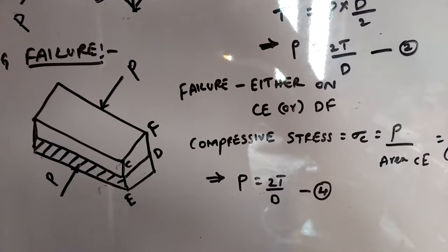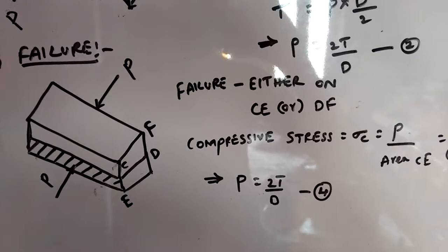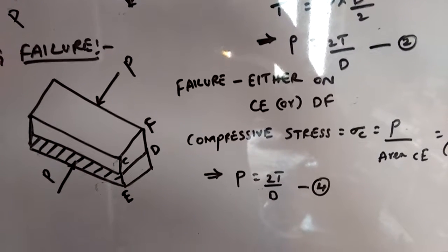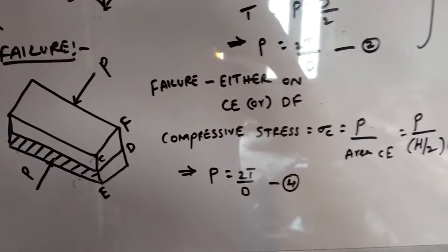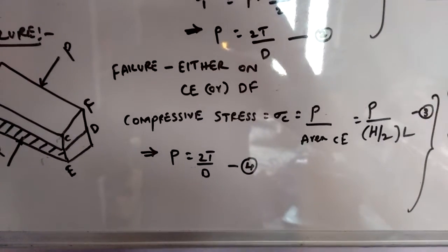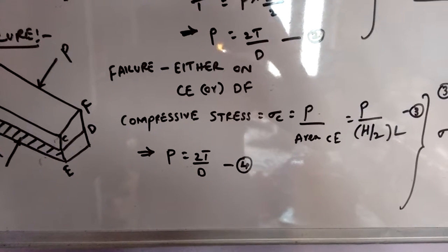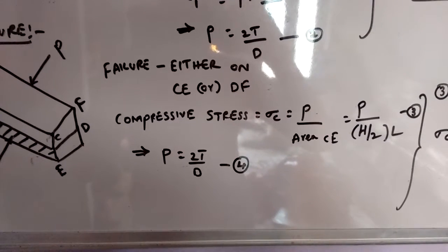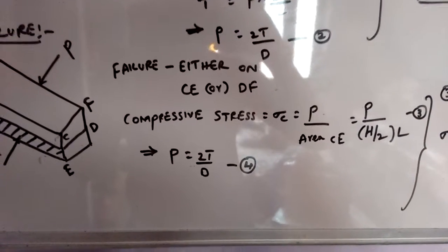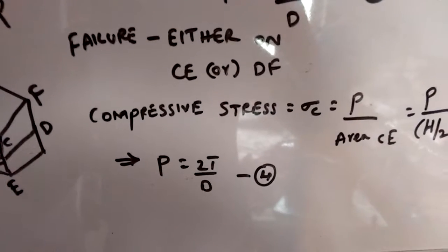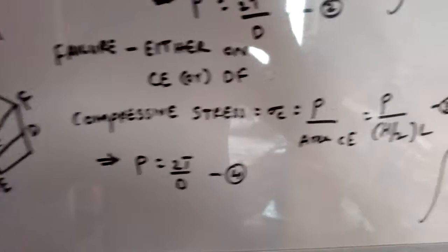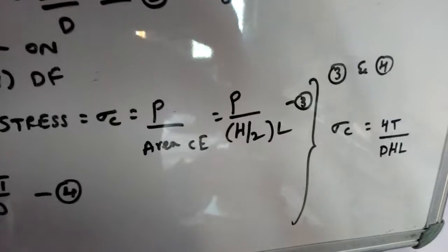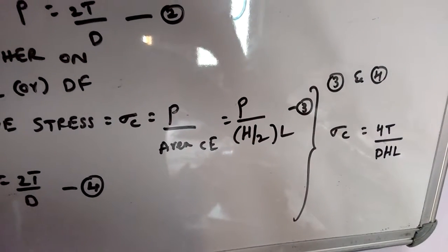The height of the key is equal to H. So the compressive or crushing failure may occur at face CE or DF. So the stress is P divided by H by 2 into L, where H is the height of the key and L is the length of the key. We also know that torque is equal to force into radius. From that equation we can write P is equal to 2 into torque divided by D. Let us consider this as equation number 4 and the above equation as equation number 3. From equations 3 and 4 we can write compressive stress is equal to 4 into T divided by D into H into L.